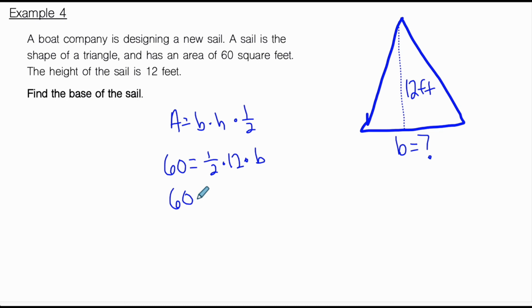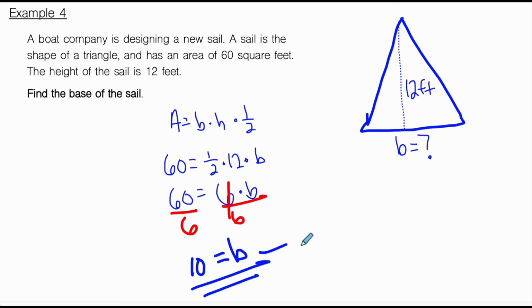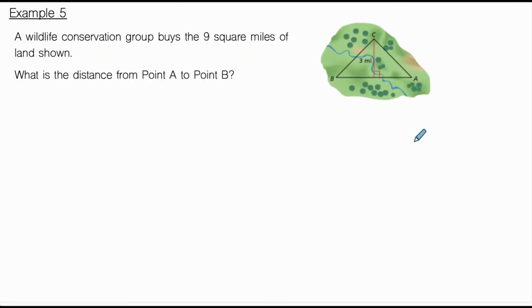So the math on this one works out really nice. Nice, clean numbers. Divide by 6, divide by 6. So 60 divided by 6 is 10. So that tells this company that's creating sails, if you're going to have a 60 square foot sail that's going to be 12 feet tall, it can only be 10 feet wide. And there's your solution. Last one.